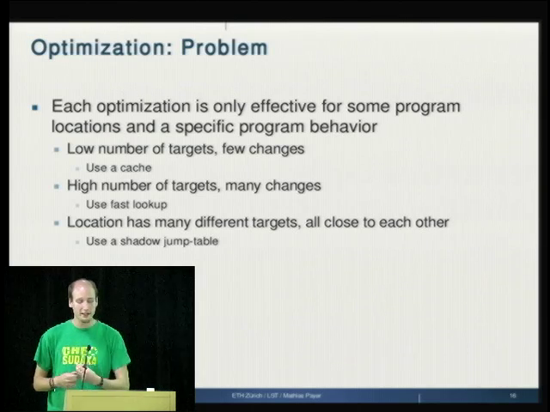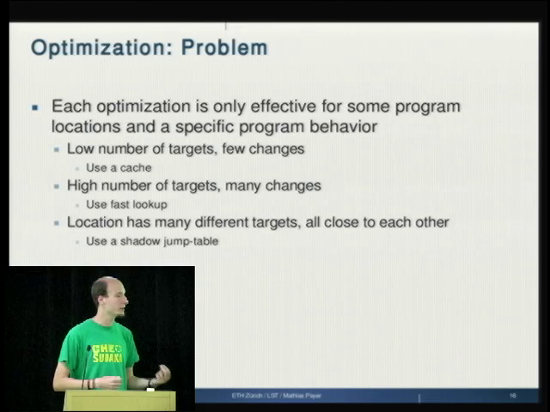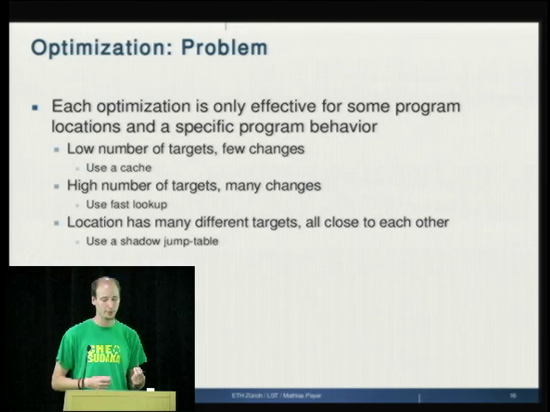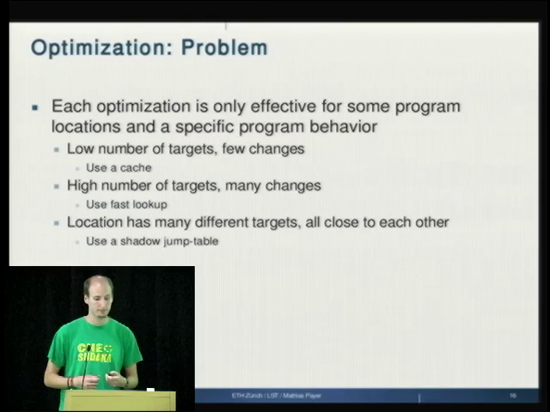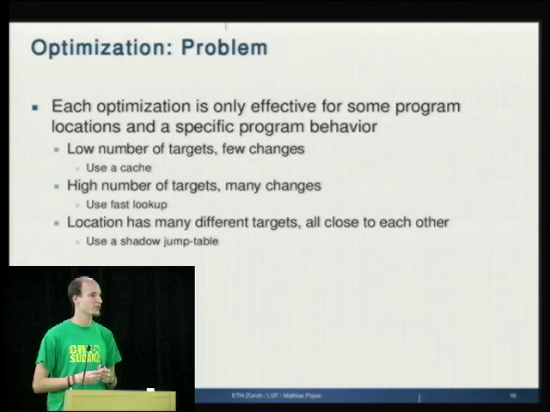If the location has many different targets and the targets don't change and all are close to each other, we most presumably have a jump table. That's why I use a shadow jump table. But it's really hard to select these optimizations at compile time.